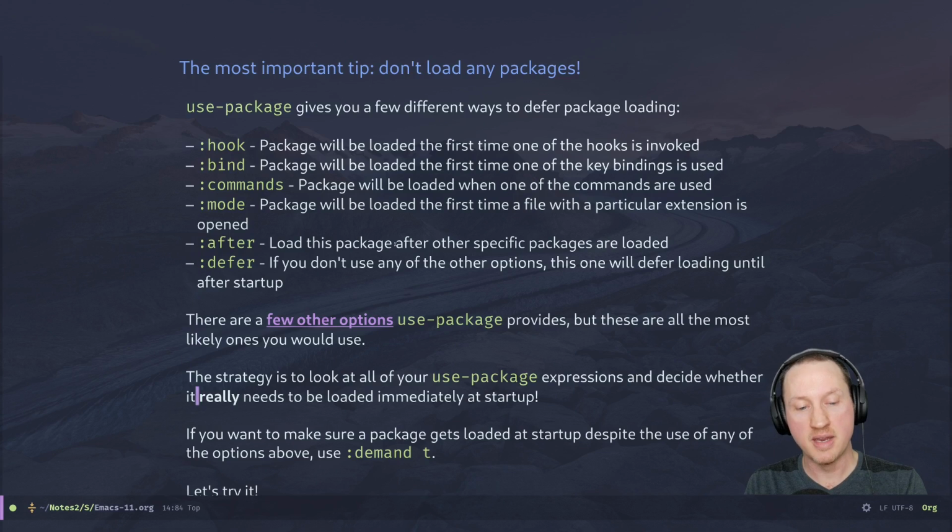There is an option called demand, so demand t, and this is useful for things that you'll set key bindings on or maybe hooks on, but they must be loaded at startup. You can use demand t to force those to be loaded. So probably you won't use this very often. Usually it will be used for completion frameworks. You can use it for like Ivy, etc. But I actually don't find the need for it in a lot of cases.